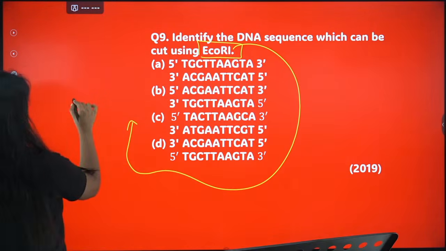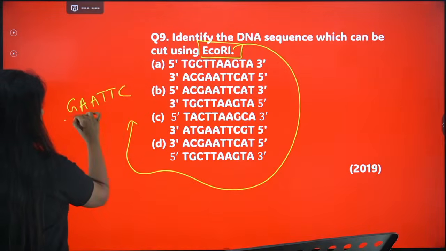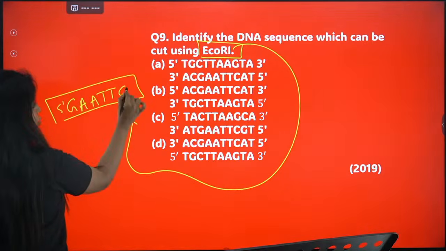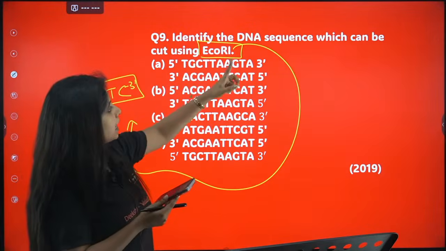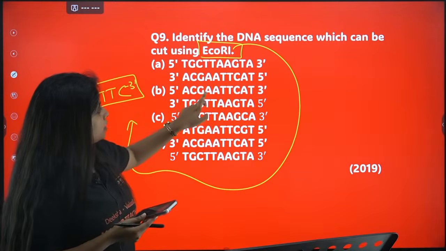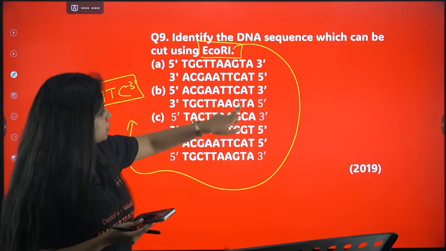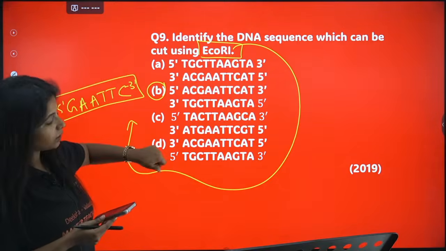Any guesses? It is GAATTC, but from 5' to 3'. 5' GAATTC. So which one has that? You have to look for that. 5' GAATTC, no. 5' GAATTC, and the opposite side also 5' GAATTC. This one has it. But let's go through the other options.